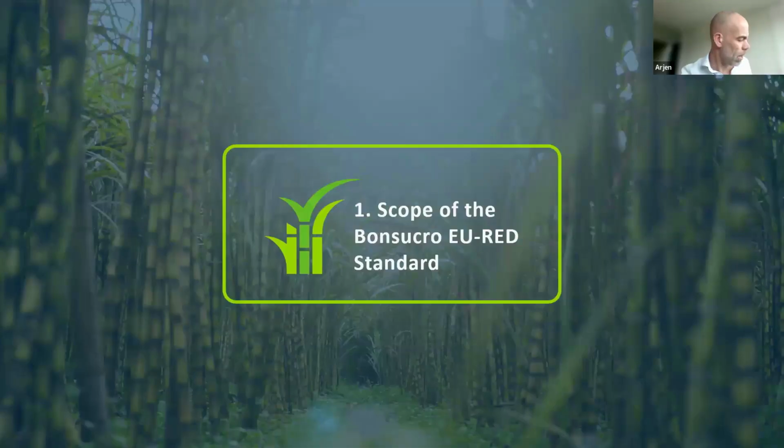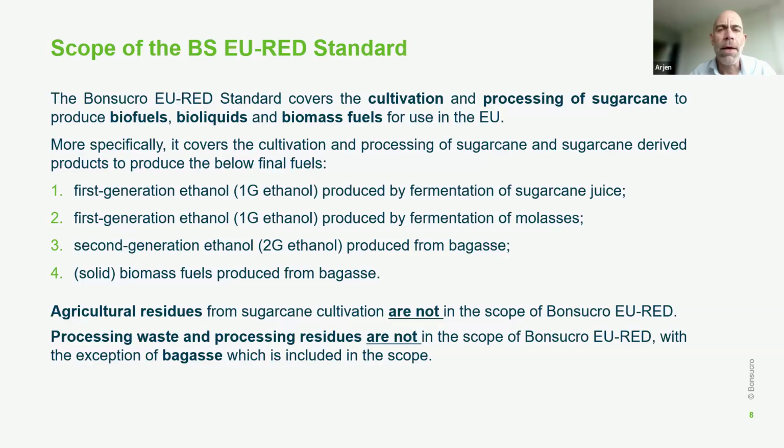So then, on the scope of the Bonsucro EU-RED standard. Well, I'm happy to say that the scope of the Bonsucro EU-RED standard hasn't changed. It hasn't changed going from version 1 to version 2.1. The Bonsucro EU-RED standard covers cultivation and processing of sugarcane to produce biofuels, bioliquids, and biomass fuels for use in the EU, so for compliance with EU sustainability requirements.